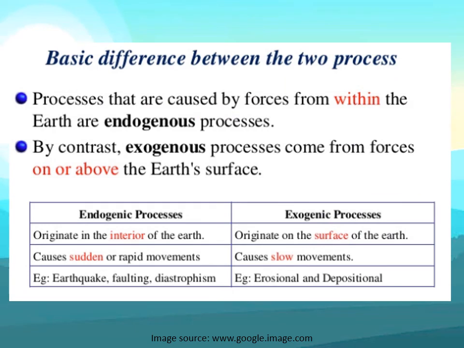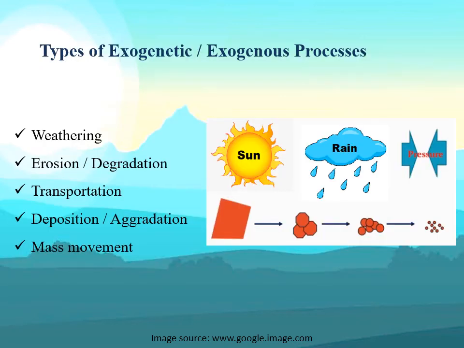The difference between exogenetic and endogenetic processes: endogenetic processes occur in the interior of the Earth, whereas exogenetic processes occur at the surface of the Earth. Endogenetic processes cause sudden or rapid movements, whereas exogenetic processes are very slow. These are the examples of these two processes. Now, types of exogenetic or exogenous processes: weathering, erosion and degradation, transportation, deposition, and mass movement.